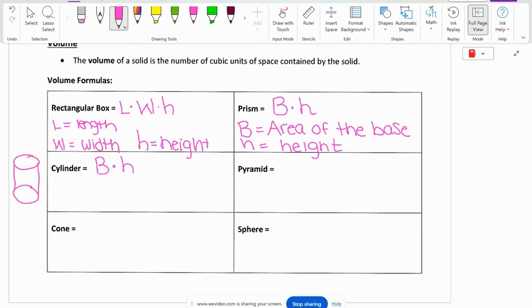Why? Capital B represents area of the base. Well, what's the base? Isn't it a circle? So that's where they're getting the pi r squared from, times the height.